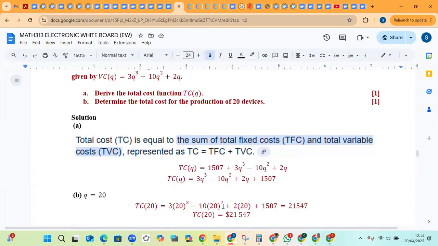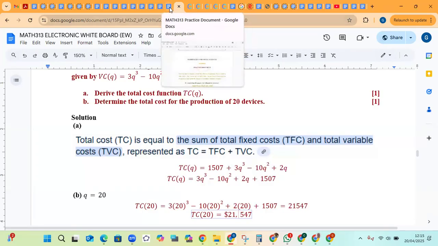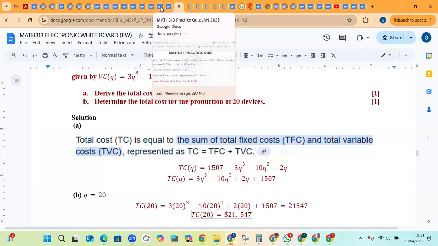So the total cost of 20 is equal to 3 times 20 cubed minus 10 times 20 squared plus 2 times 20 plus 15,007, to give us a total cost in this example of 21,547. So we have to do a very similar calculation with question number 1 part B in the practice quiz.